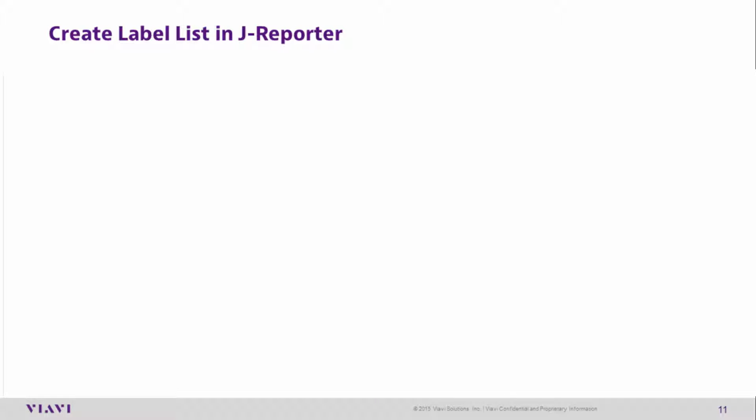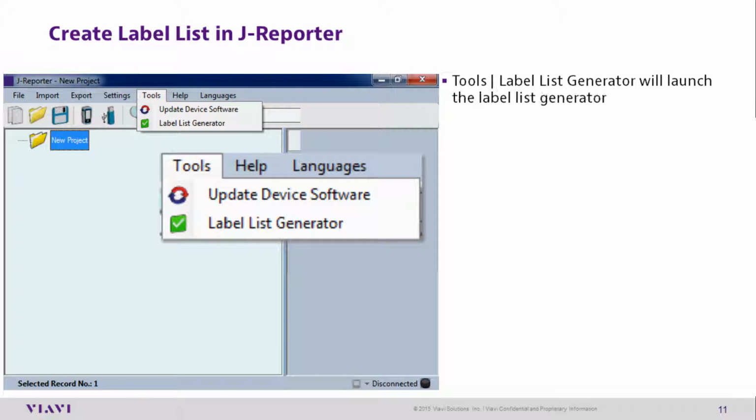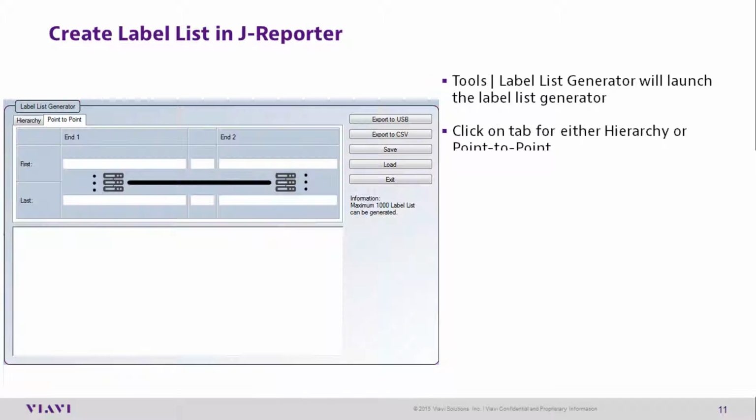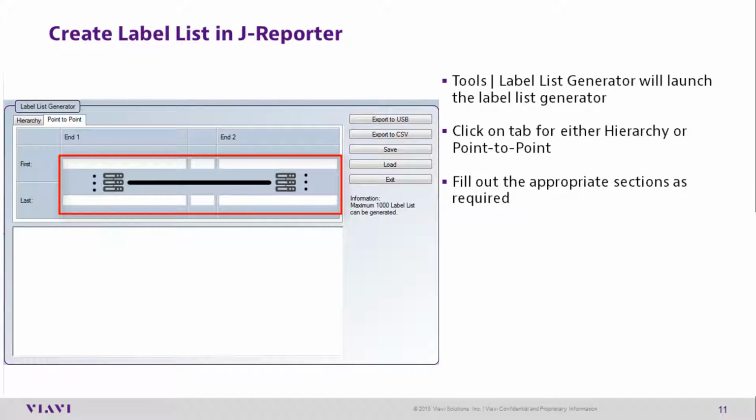Creating a label list in JReporter. With JReporter open, go to the Tools tab and select Label List Generator. Click on the tab for either hierarchy or point-to-point. Fill out the appropriate sections as required.